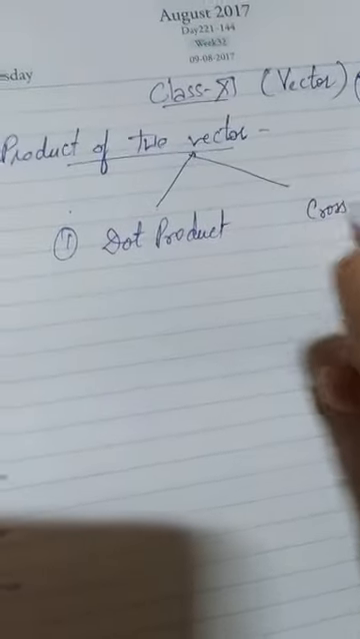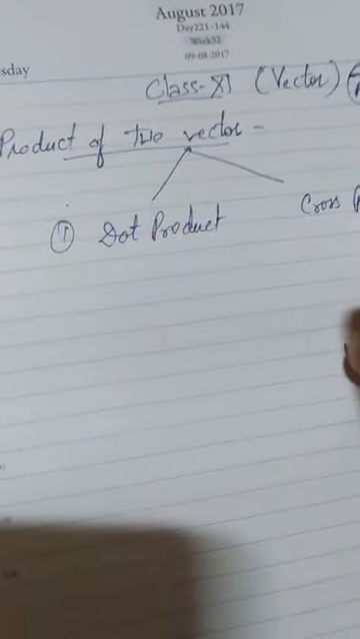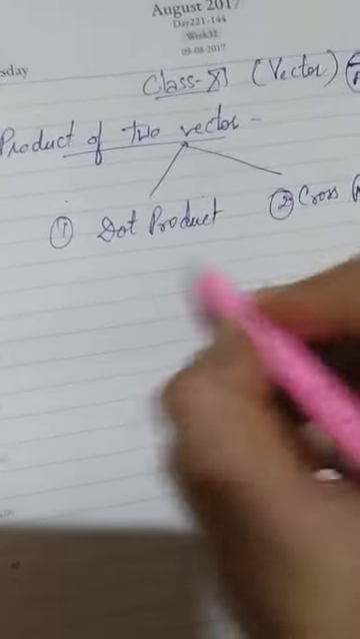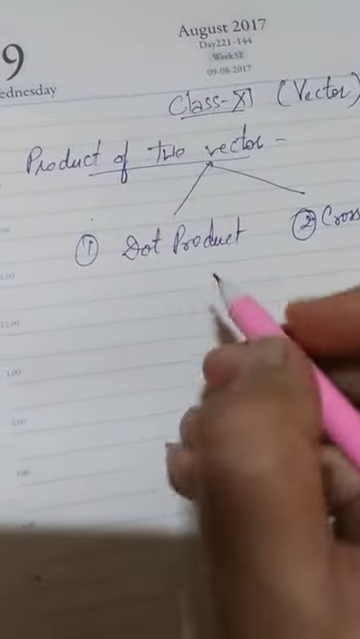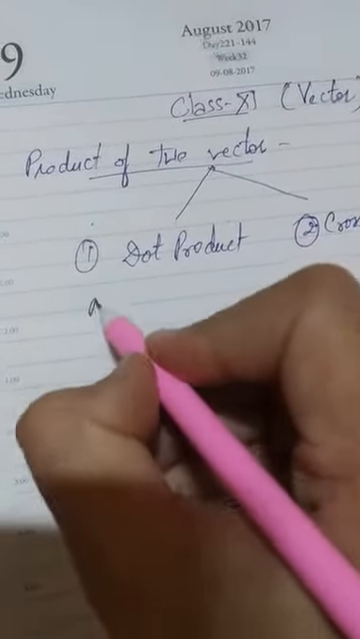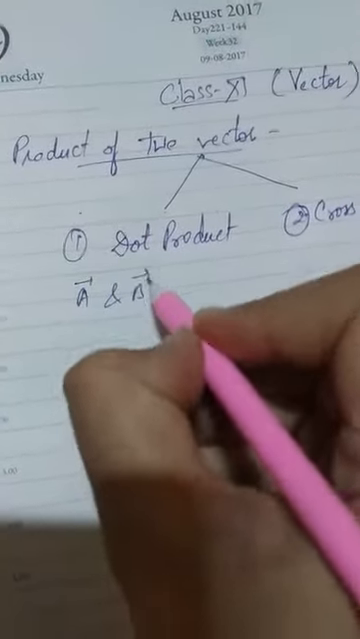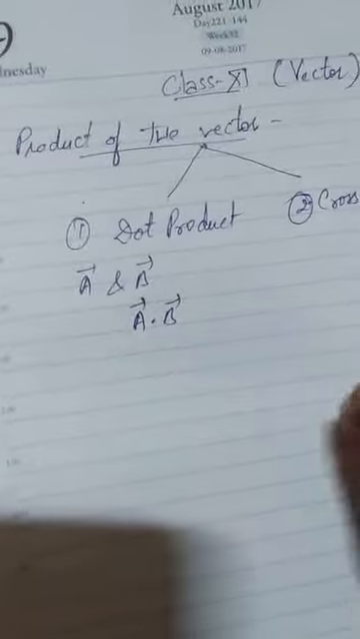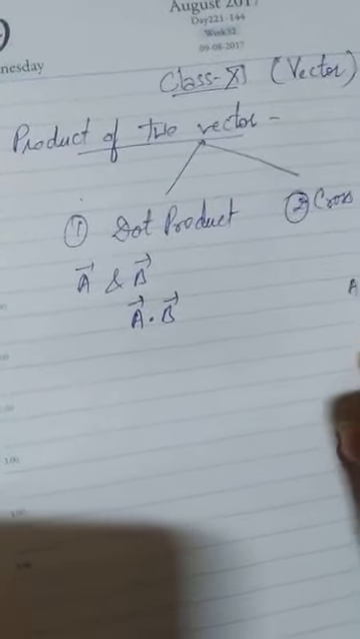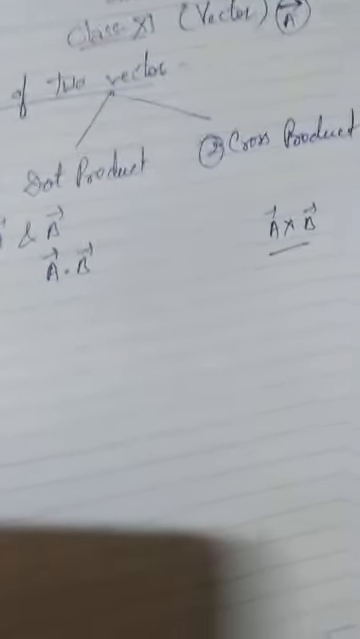Now the next topic we are starting is the dot product and cross product, and their rules we have already done in the last class. If we take two vectors A and B, and use a dot between them, it will be the dot product. If we use a cross between these two vectors, that is the cross product.